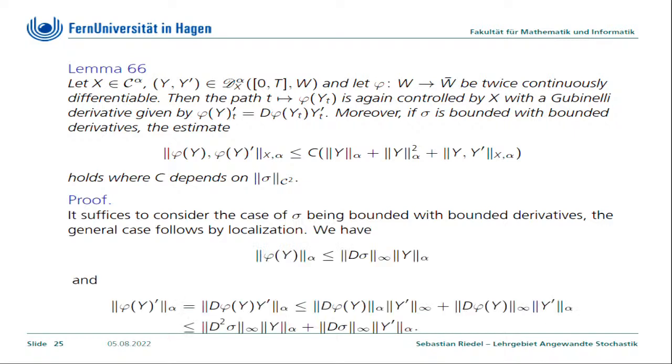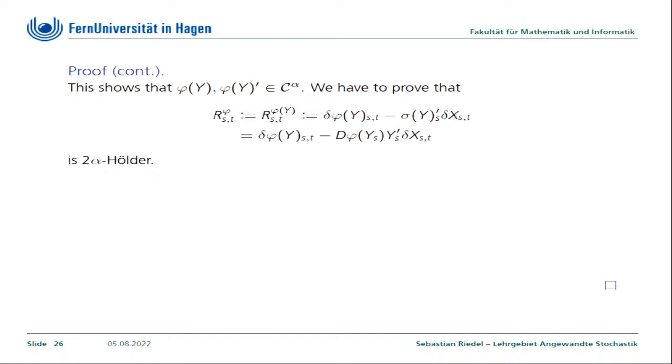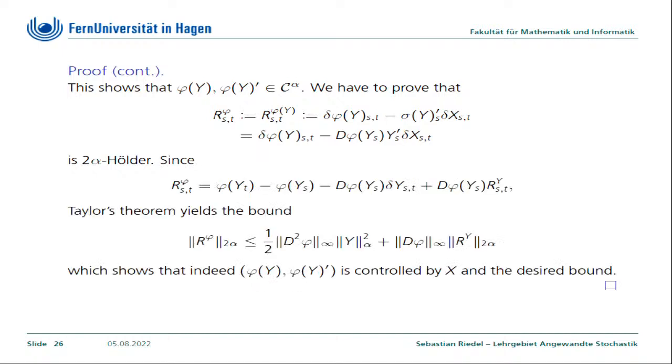Okay, so we get the estimate here. And this already shows that really the composition, so we apply the phi to y and y tilde, these two functions are alpha Hölder. And what remains to prove is that the remainder here is 2 alpha Hölder. And the remainder by definition is that one here. So you just plug in the definition. This is 2 alpha Hölder we want to show.